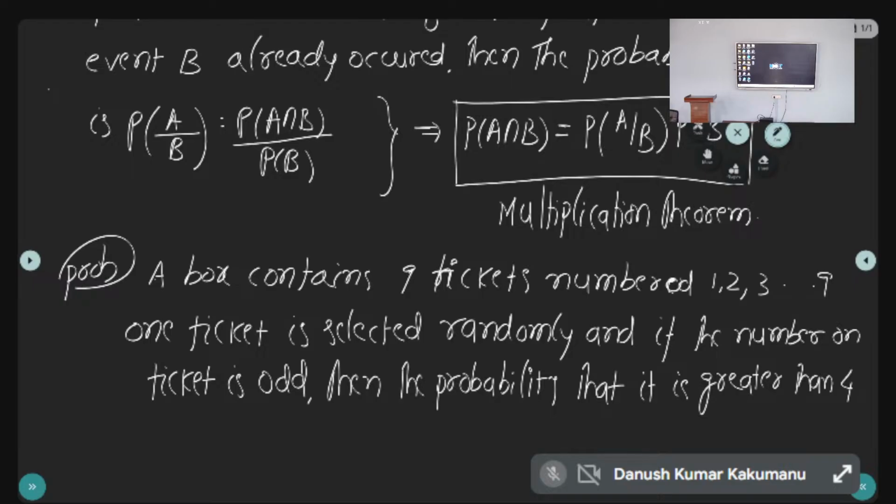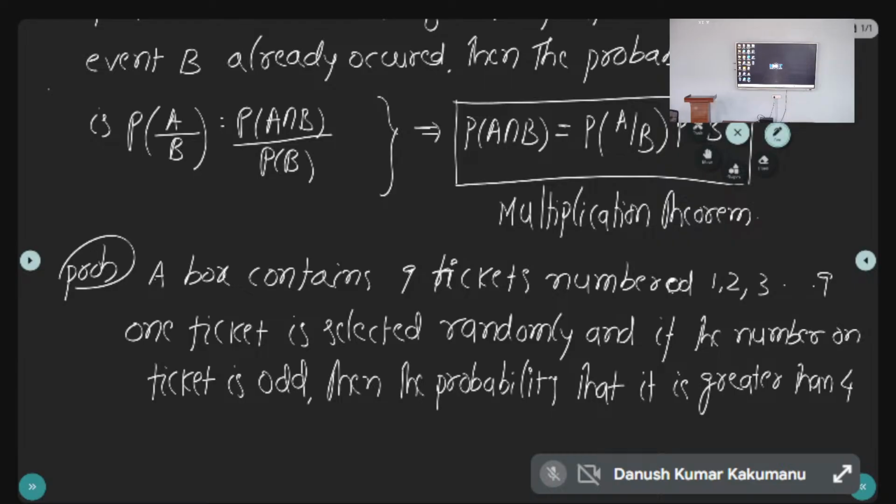If you answer it, then you will become a perfectionist. Slowly, not immediately. Without putting your pen on paper, try to answer it. Is this problem related to conditional probability or not? If so, which condition is involved here? Logical thinking. You are a computer science student. You have to think logically and analytically.